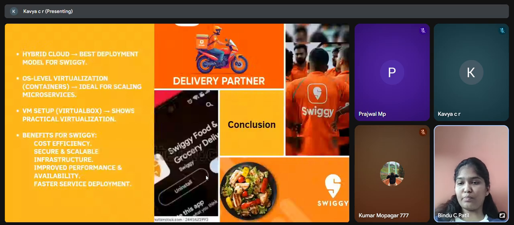Here, what we have seen are the benefits for Swiggy: cost efficiency, secure and scalable infrastructure, improved performance and availability, faster service deployment.